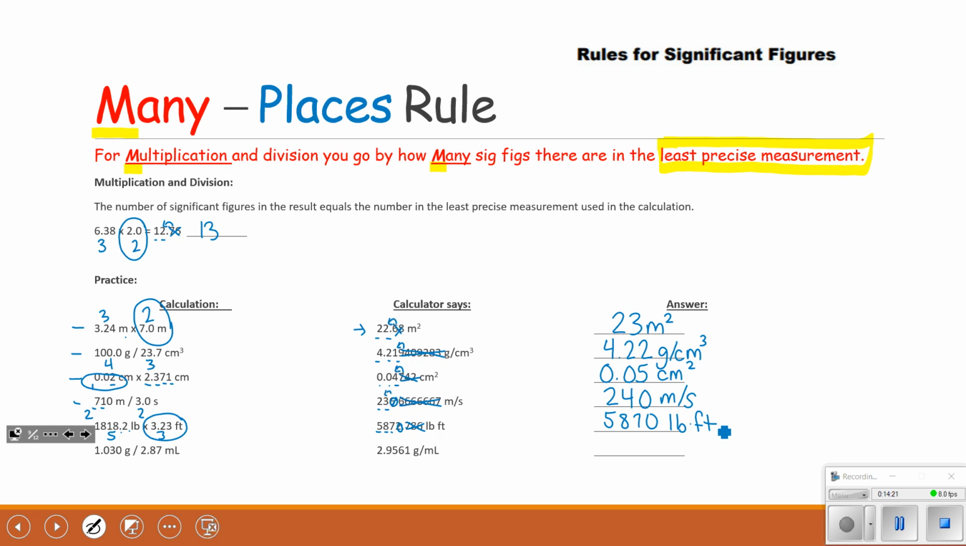Okay? So if it is part of the whole number and you have to drop it because of significant figures, you have to replace it with a 0. Because at this point here, that 0 just serves as a placeholder.